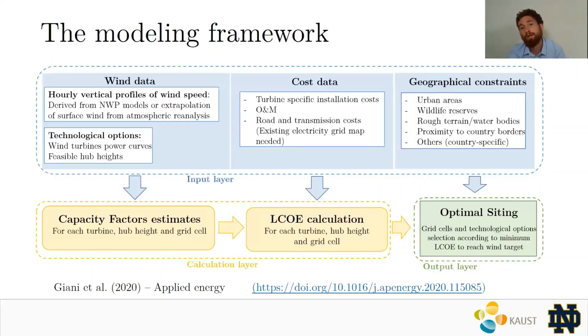So we've developed this modeling framework that I'm summarizing here, and the main part of the whole framework is the box that I'm calling wind data. So first of all, in all these kind of studies that are related to wind power potential, you need to know the wind, right? The wind patterns, the wind flows around the country.